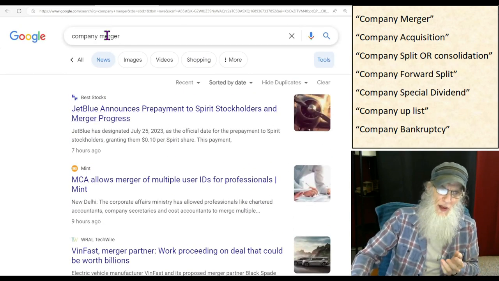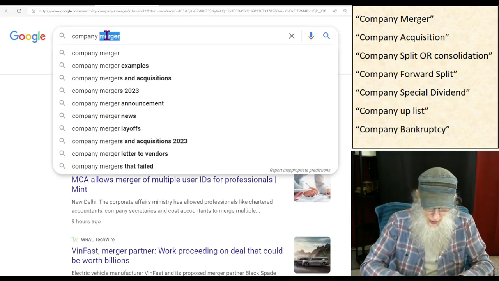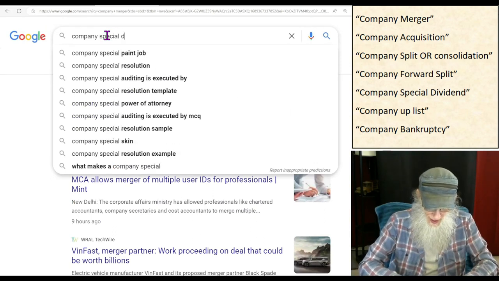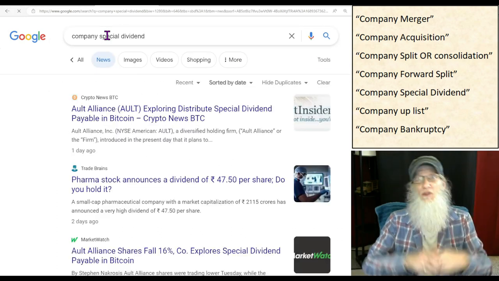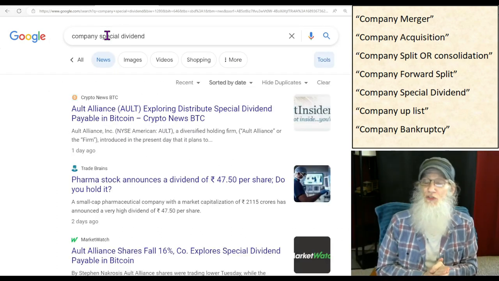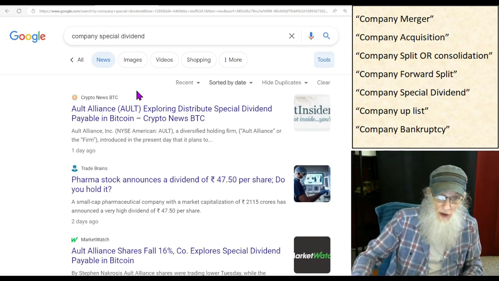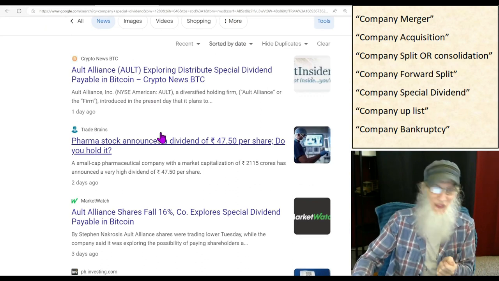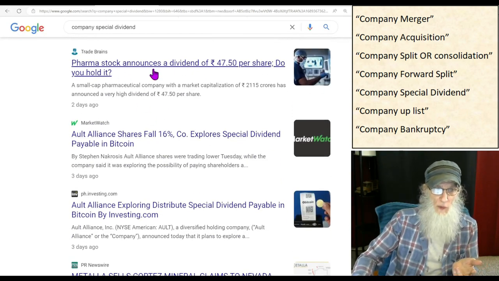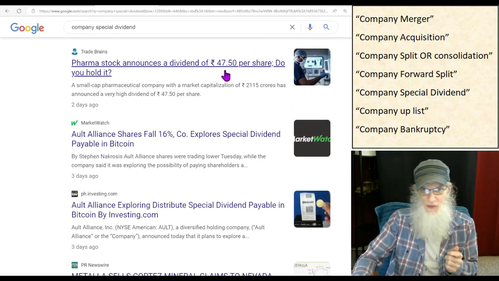You can do the same thing up here with maybe the words special dividend. You don't want to just put in dividend because everybody's giving dividends. You're going to have too much news. It just doesn't help you. Special dividends. This could be a stock or a cash dividend. Ooh, we like those, right? So you can do that. Pharma stock announces a dividend of £47.